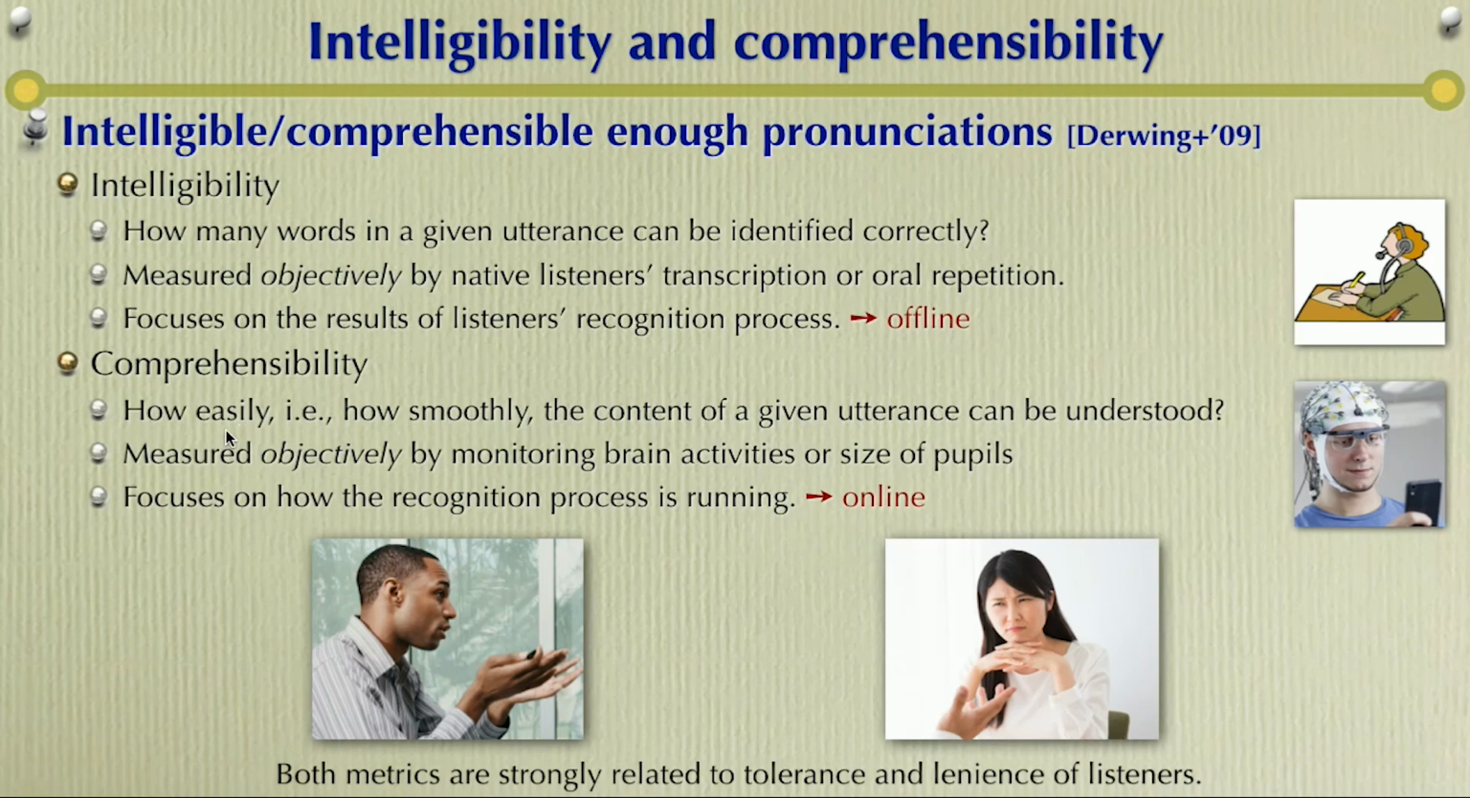Comprehensibility is how easily and smoothly the content of a given utterance can be understood, measured objectively by monitoring brain activities or the size of the pupil. Listening effort or cognitive load is the focus. It focuses on how the recognition process is running online. So we focused on comprehensibility. But why can focusing on comprehensibility solve those two problems, the scaling problem and the listening strategy problem?